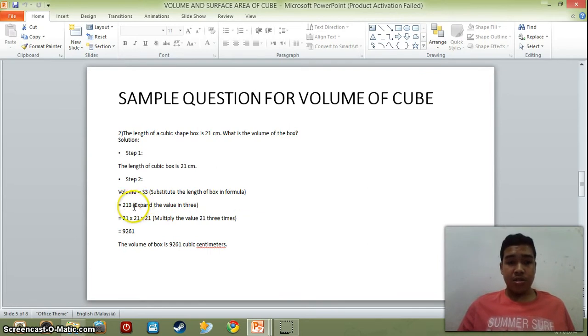The length of the box is 21. So we need to do 21 times 21 times 21. So multiply the value of 21 three times. So the final answer is 9261. The volume of the box is 9261 cubic centimeters.